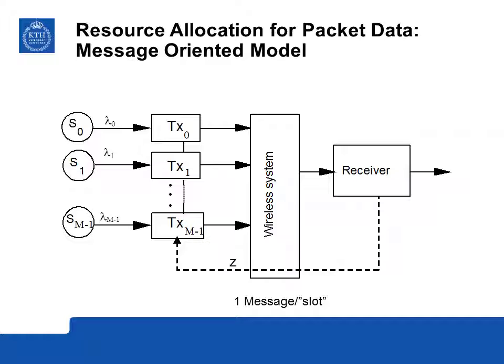the right-hand side. The receiver will be able to inform the transmitters through the feedback channel Z on the success of their transmissions. The problem is that the wireless system has a limited capacity. It can only forward a limited number of messages per time unit, and we will, without loss of generality, assume that the wireless system can forward one message per duration of a message. There's only one message at a time. We call this a message duration slot in the following.